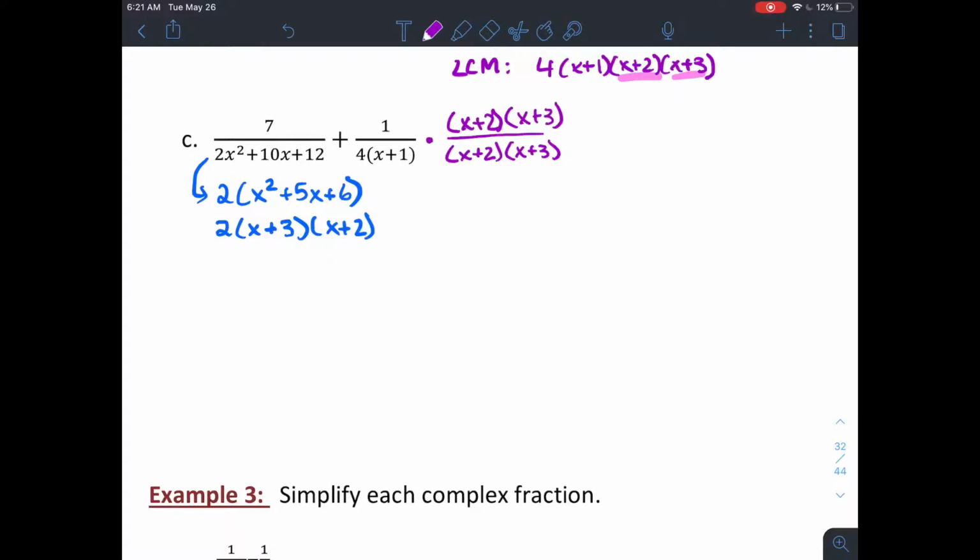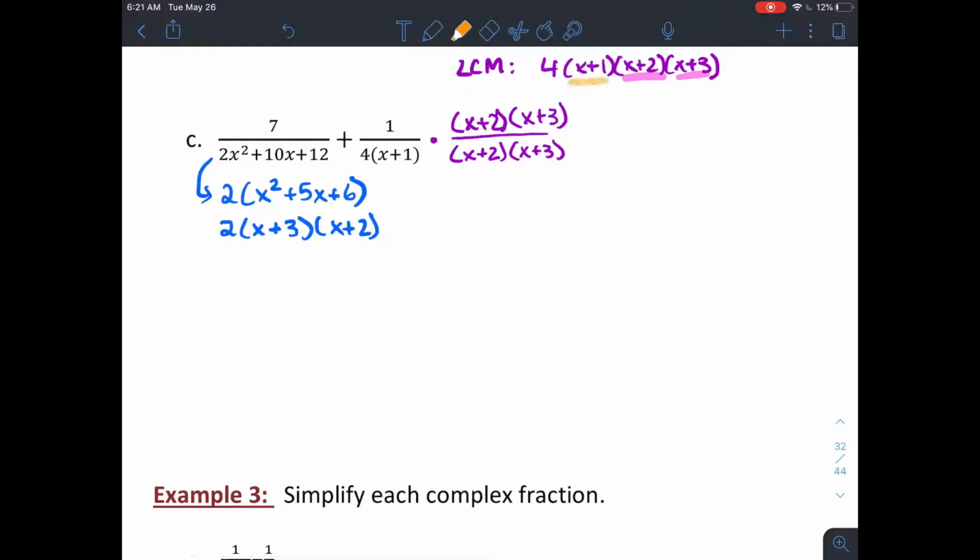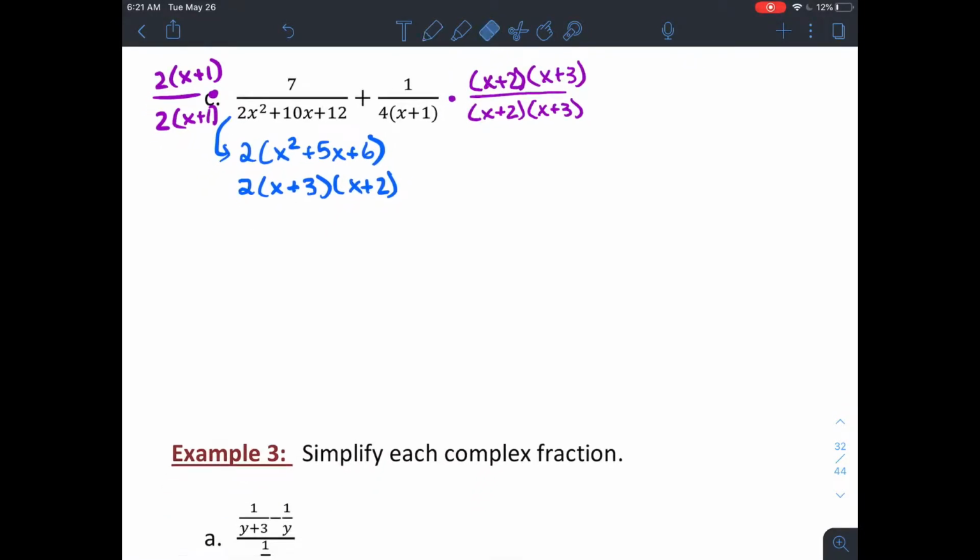And then on my first fraction, it has a factor of 2, but it needs another one, and it also needs a factor of x plus 1. So to get 4, I'm going to have to multiply by 2 over 2 and times my x plus 1 over x plus 1. So that'll get my denominators to match.